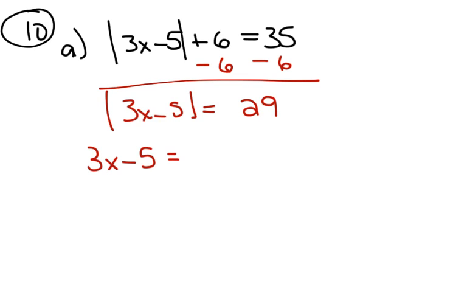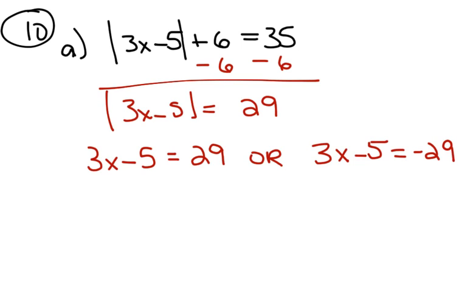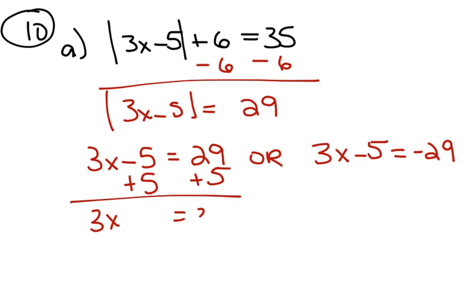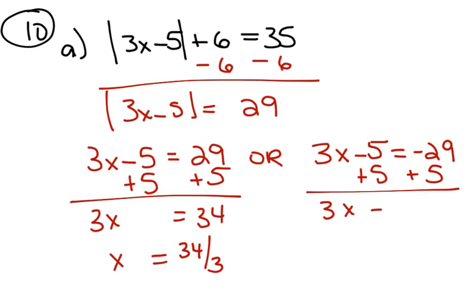One of the equations is the value between the bars could be positive 29 because the absolute value of 29 is 29. Or the value between the bars could be negative 29 because the absolute value of negative 29 is also positive 29. That's why there are two solutions. Well, this is just two general run-of-the-mill algebra equations that you can solve. One of the answers is going to be 34/3, which cannot be reduced. The other answer is going to be 8.